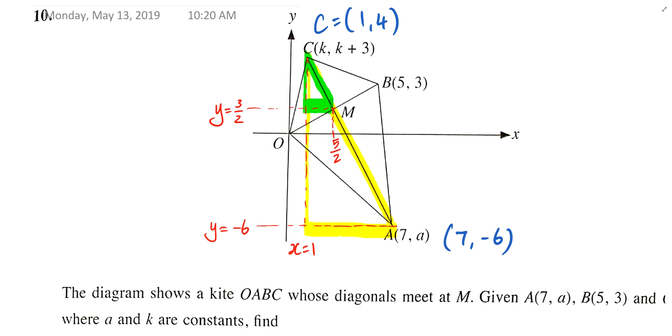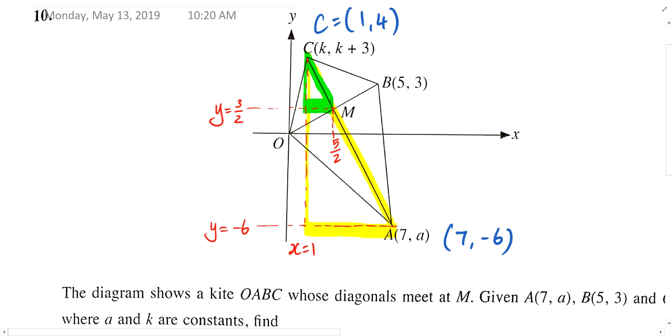Why are they similar? Right angle, common angle. Okay, think about it. Where's the right angle? You're right. One angle and one angle. Okay, one pair of angles are the same already. What else? Common angle over here. Okay, so these two triangles are similar, yes?